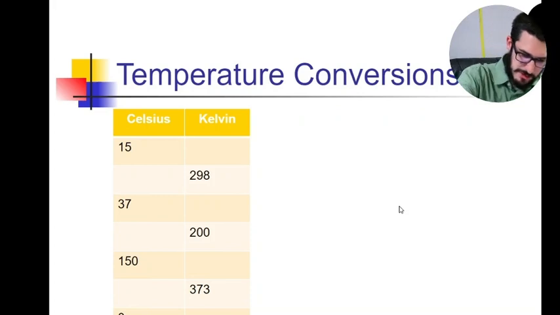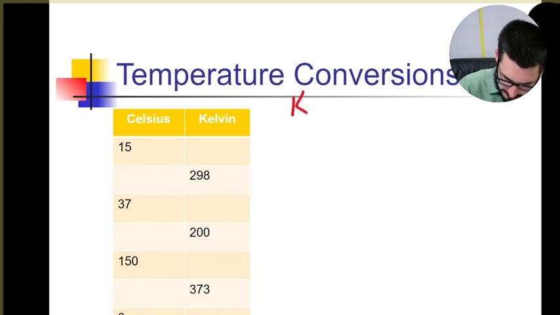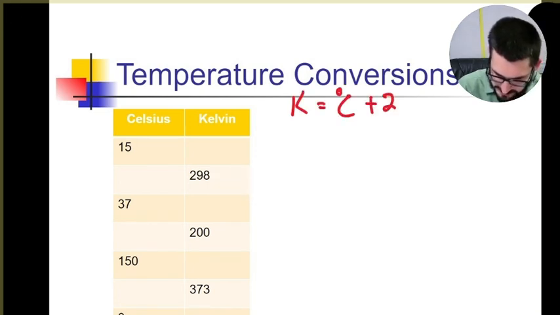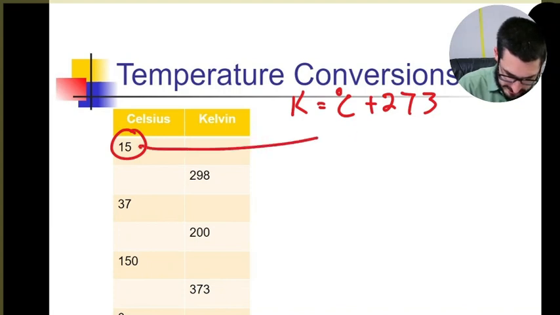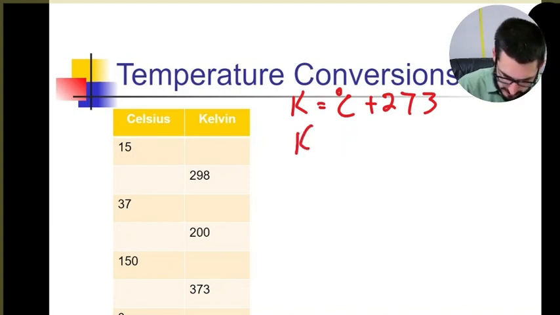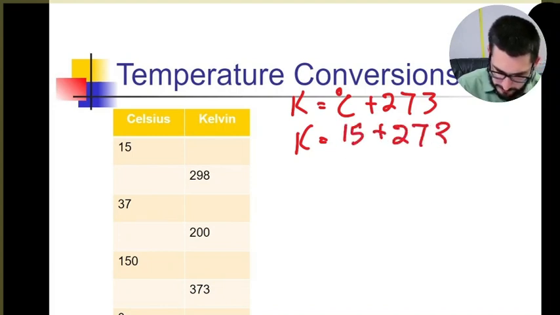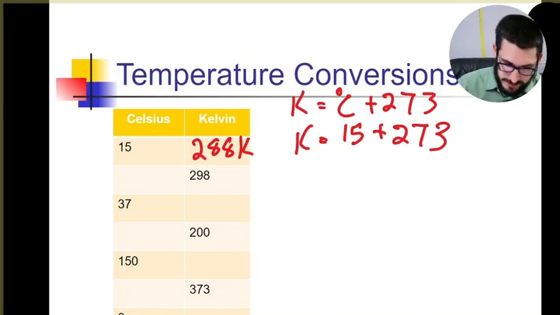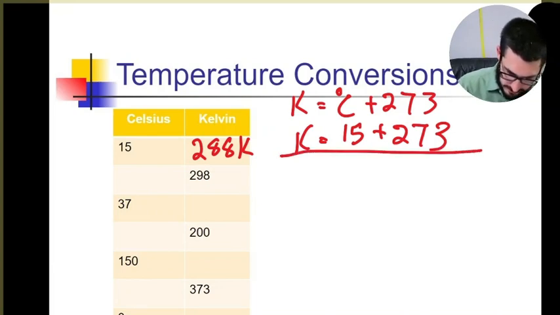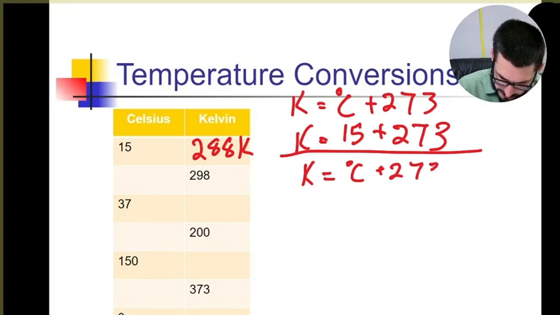Okay, so first we've got 15 degrees Celsius, and we know that Kelvin equals Celsius plus 273. So I take this, plug in here, and I've got Kelvin equals 15 plus 273. Whenever I do that, I get my Kelvin temperature is 288 Kelvin.